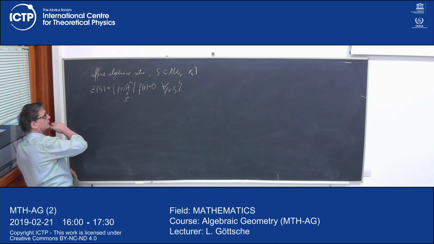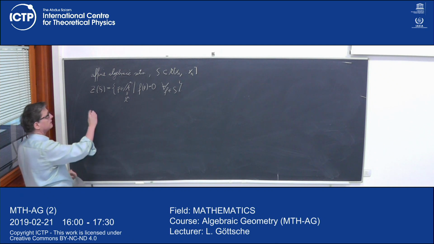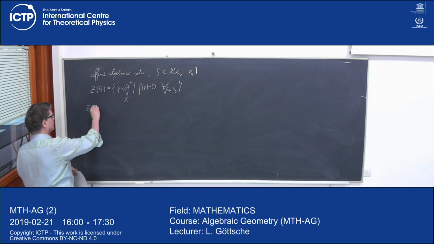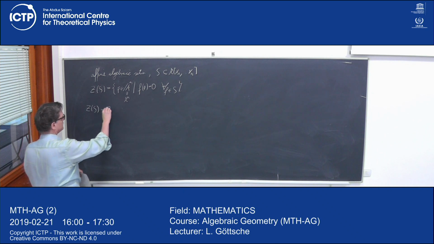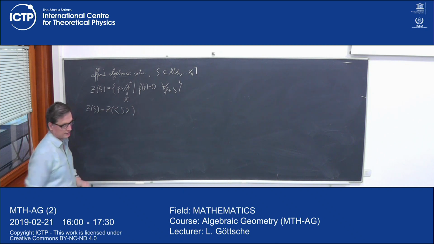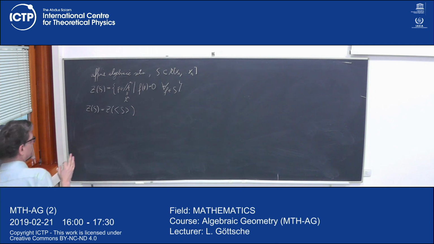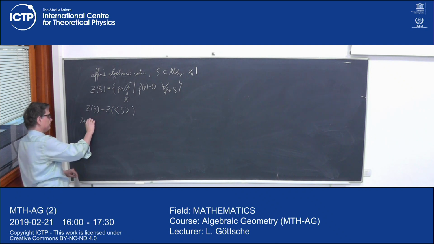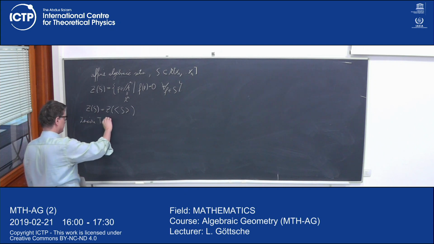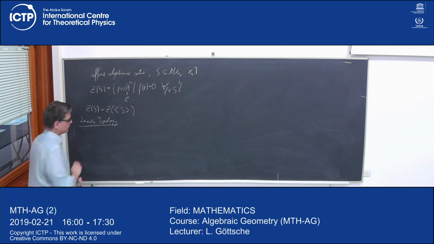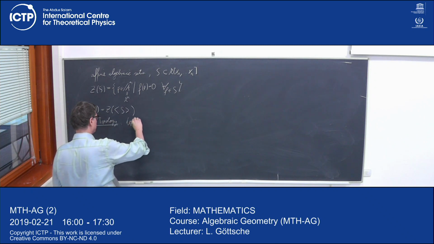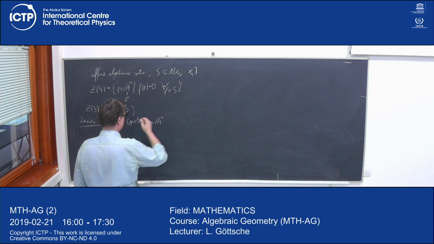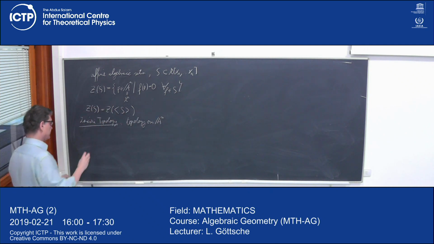Then we had seen that every affine algebraic set is a zero set of an ideal, because the zero set of a set of polynomials is the same as the zero set of the ideal generated by it. And so therefore we can restrict our attention here to ideals. And then we had introduced the Zariski topology. So this was a topology on A^n whose closed subsets are the affine algebraic sets.